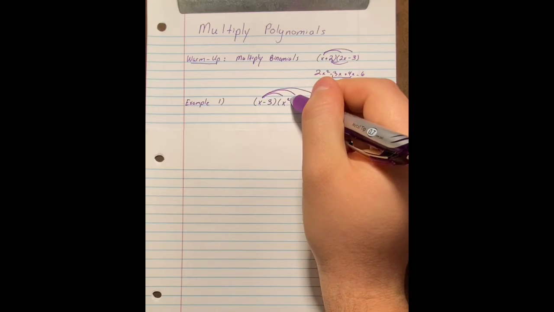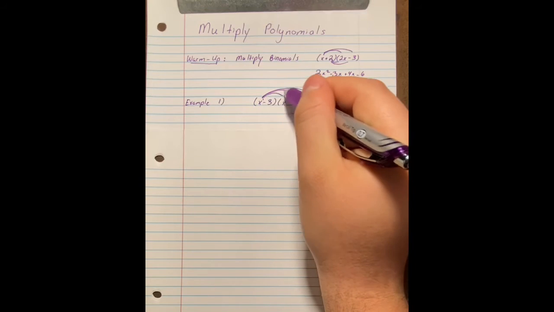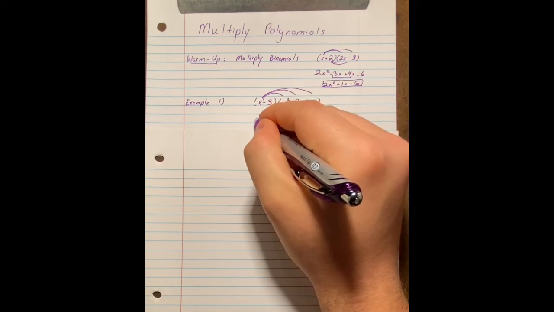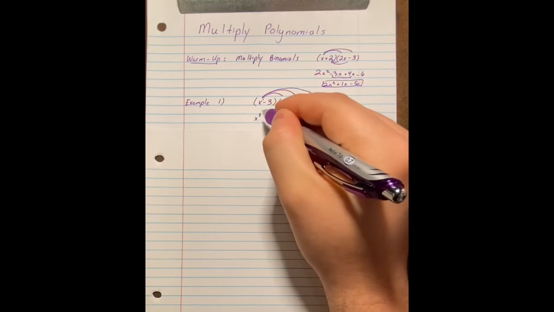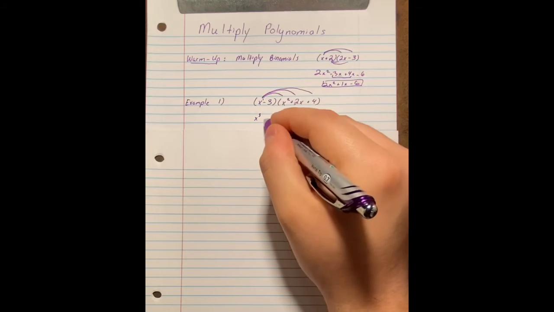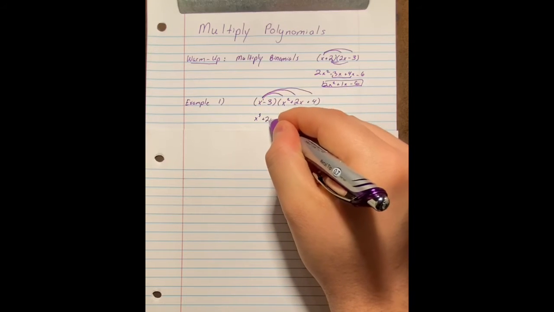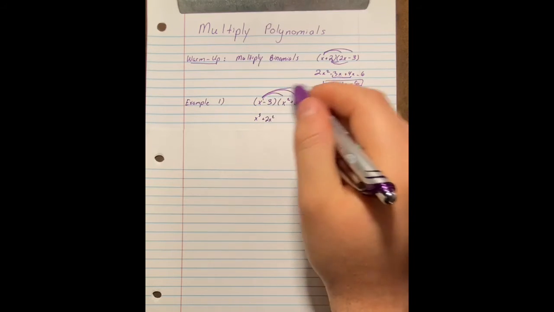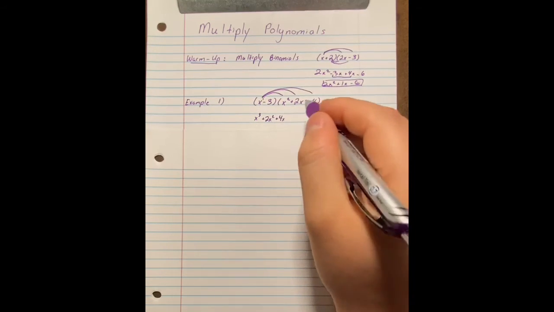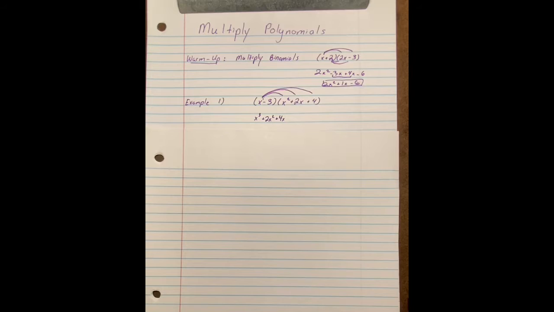X times x squared. Well, this is really 1x times 2x's, so there's a total of 3 x's being multiplied. That's x to the third power, or x cubed. Then x times 2x would be plus 2x squared. Then x times 4 would be plus 4x. So I distributed the x to all three terms.